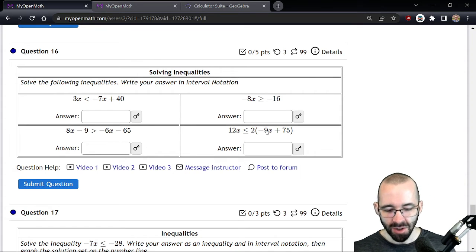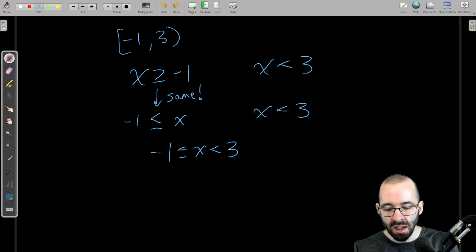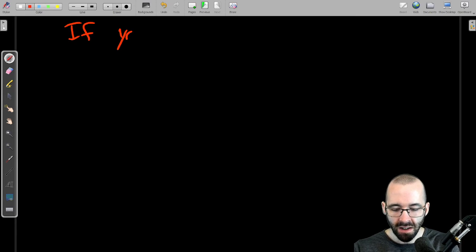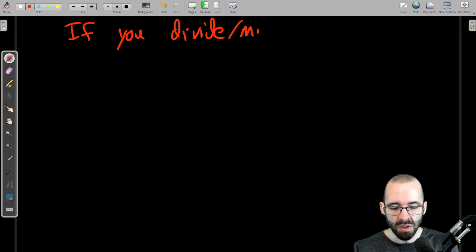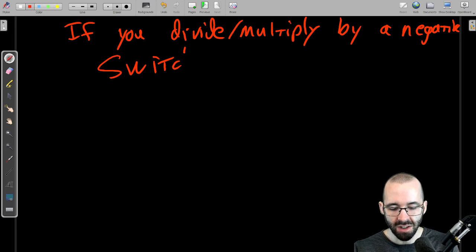So it's pretty similar to solving an equation. It's almost the exact same as solving an equation, but if you divide or multiply by a negative, you have to switch the inequality. That's not how you spell switch.